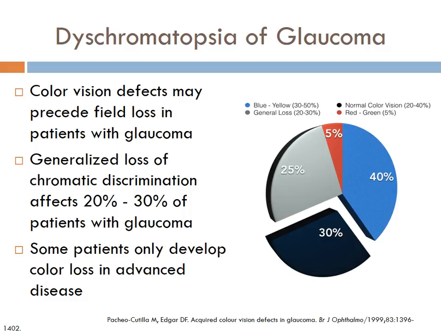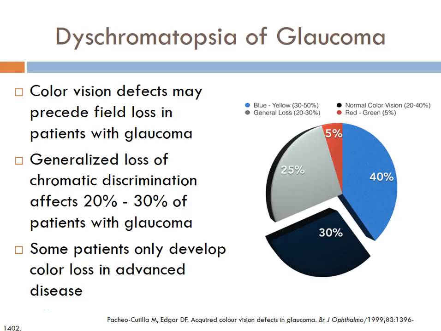So there is a condition called the dyschromatopsia of glaucoma, the loss of chromatic discrimination that can be found in some patients with glaucoma. It's not all patients. Just like all patients with glaucoma don't have visual field loss, don't have abnormal VEPs, and don't have retinal nerve fiber layer fallout, all patients with glaucoma do not have color vision loss, but a lot of them do. And this generalized loss of chromatic discrimination affects 20–30% of the people with glaucoma. So it's not the majority, but it's not 1%, 3%, 5% either. There's a big chunk of people.